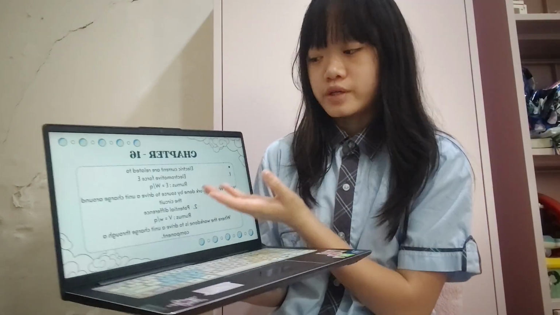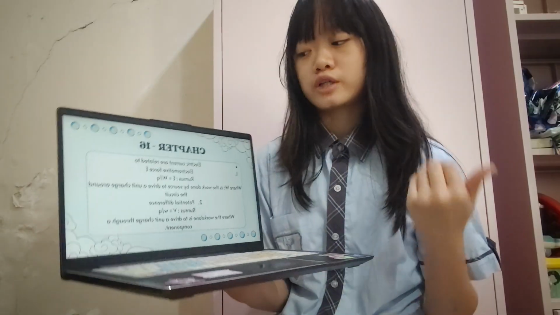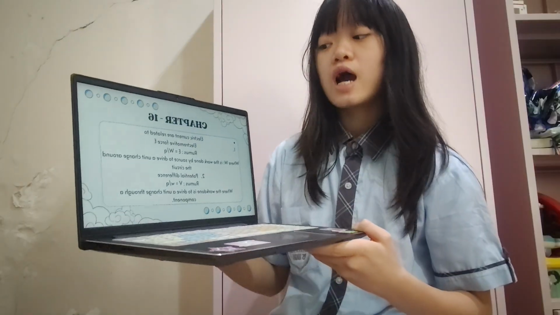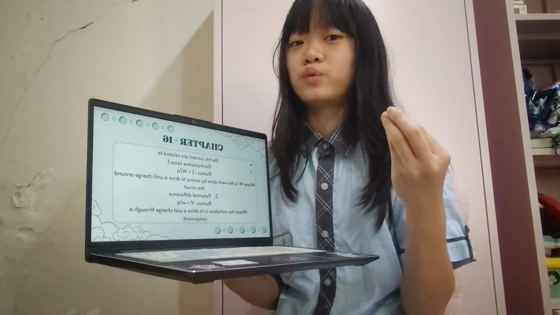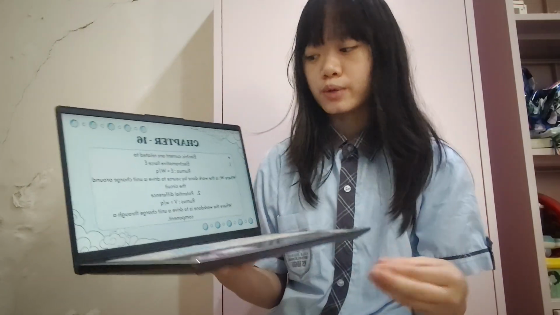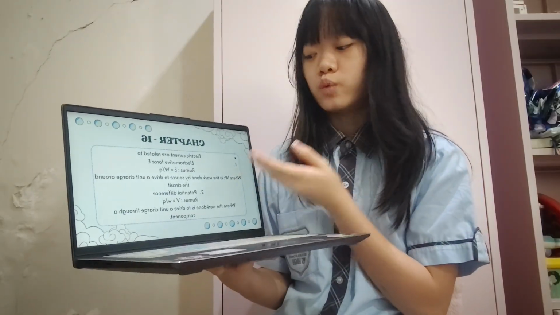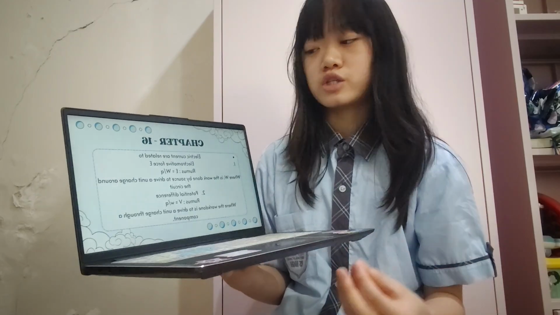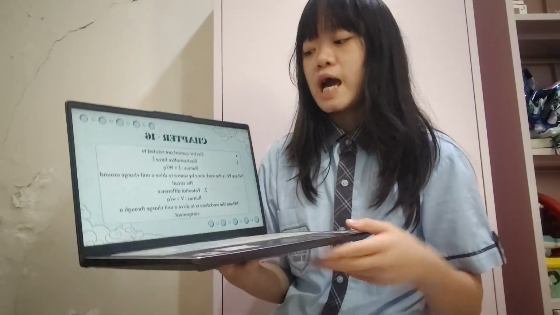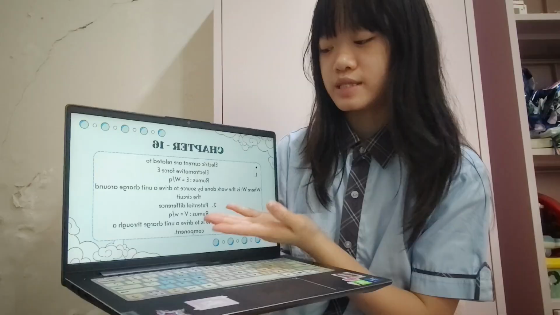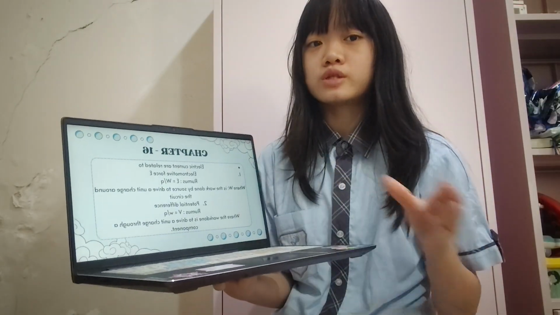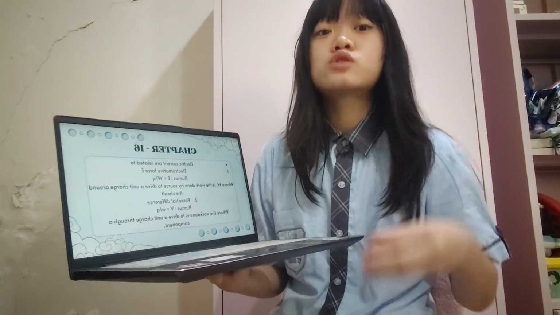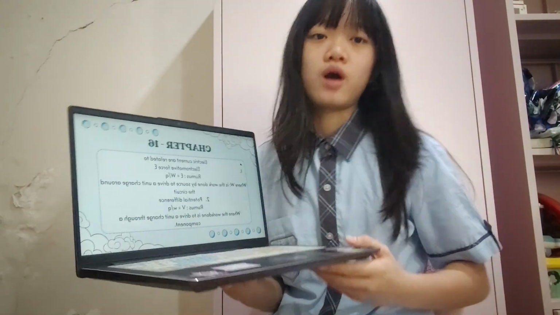And electric current is also related to the electromotive force, E, and the formula is E equals W divided by Q, where W is the work done by the source to drive a unit charge around the circuit. And second is the potential difference. The formula is V equals W divided by Q, where the work done is to drive the unit charge through a component.